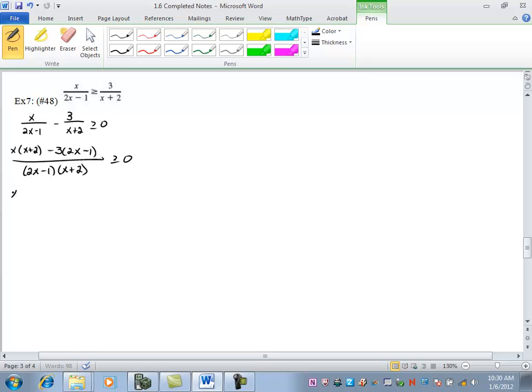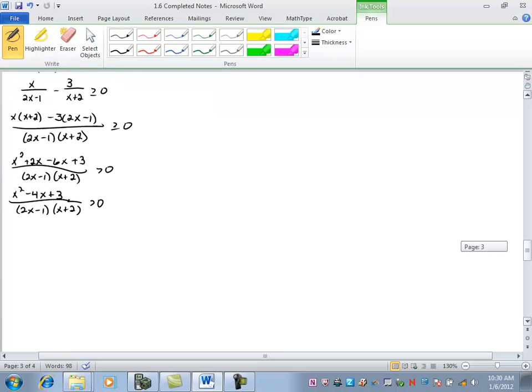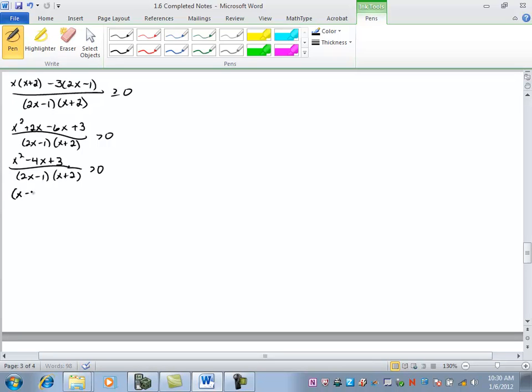Now let's multiply this out. x squared plus 2x minus 6x plus 3 all over 2x minus 1 times x plus 2 greater than or equal to 0. x squared minus 4x plus 3 all over 2x minus 1 times x plus 2 greater than or equal to 0. Now I'm going to factor the top, x minus 1, x minus 3 over 2x minus 1 times x plus 2. This is greater than or equal to 0.